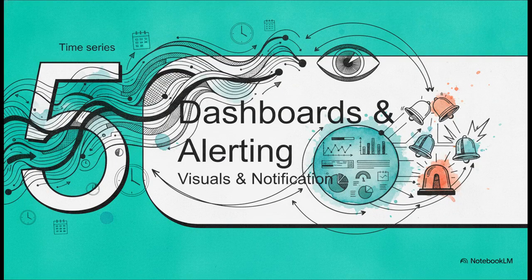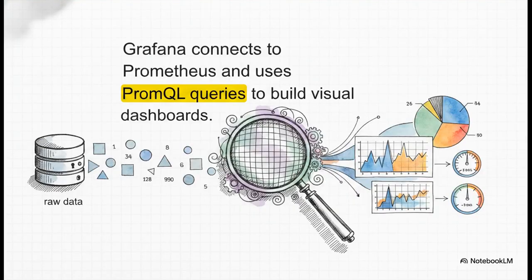Finally, let's wrap up with Section 5, Dashboards and Effective Alerting. Okay, so we've successfully gathered millions of data points into our time series database. But let's be honest, staring at raw numbers is terrible. To actually visualize this data, Prometheus is almost always paired with Grafana, forming an incredibly powerful monitoring stack. Grafana connects directly to Prometheus as a data source.